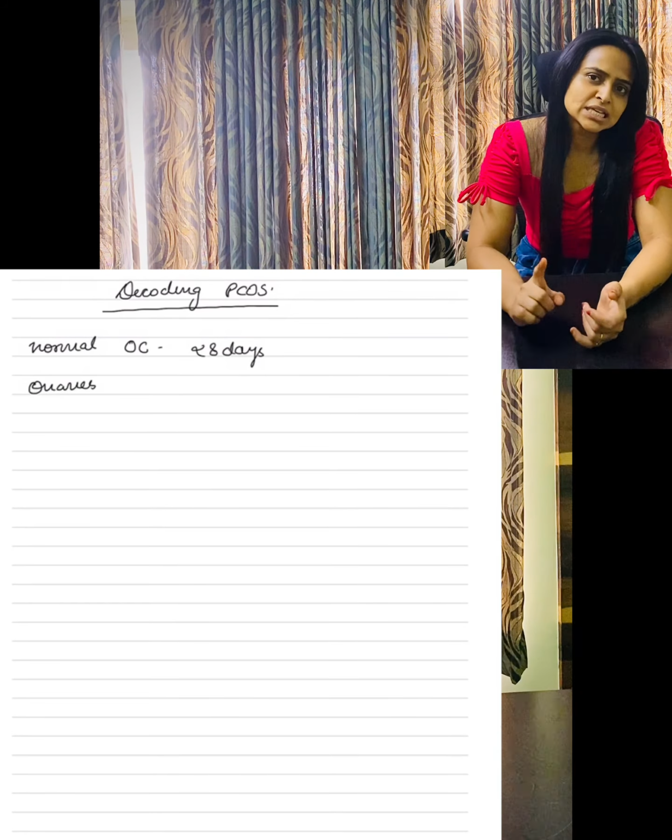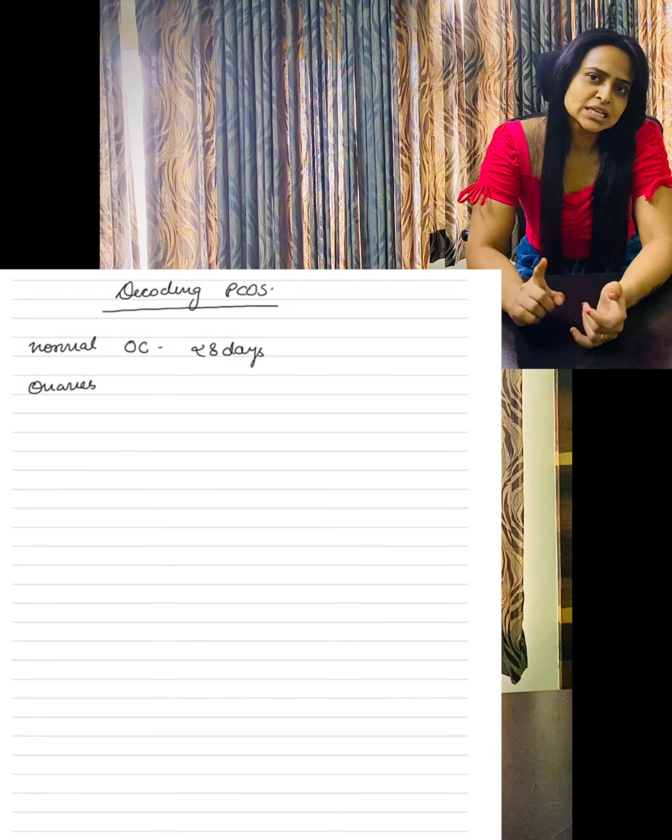Now, what happens in PCOS? In PCOS, the pituitary gland releases an abnormal amount of LH. So what happens is, there is no maturation of follicles and there is no ovulation. It disrupts the ovarian cycle, which leads to infertility, late periods, etc. Okay? So this is what PCOS is.